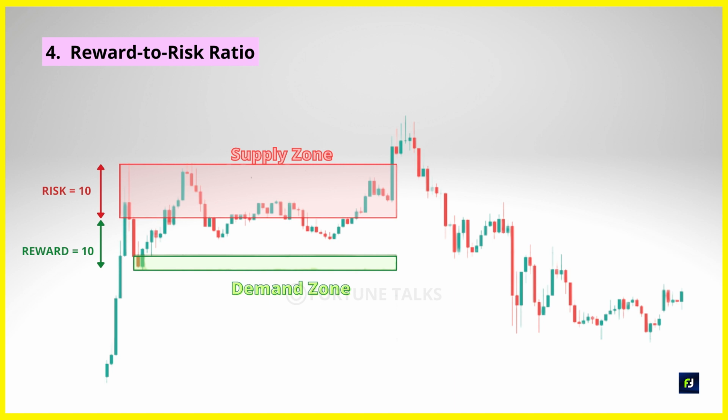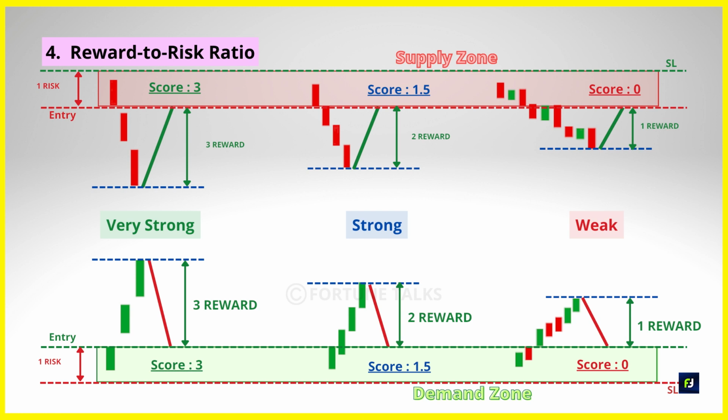If the zone gives us at least a 3:1 ratio, we give a score of 3 points, which is the maximum score for this particular zone. Now, if the zone gives you a 1.5:1 or a 2:1 ratio, then we will give it a score of 1.5 points. And finally, if the zone gives us a ratio of 1:1 or less, then we will give it a 0 score because we will ignore the zone and we will wait for another opportunity.